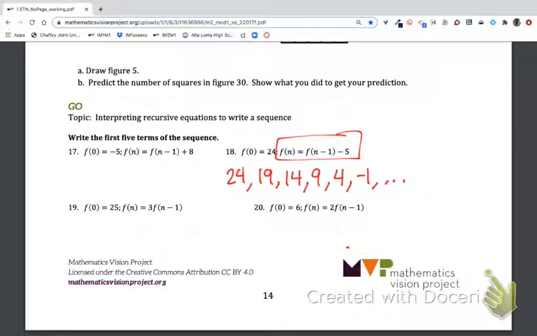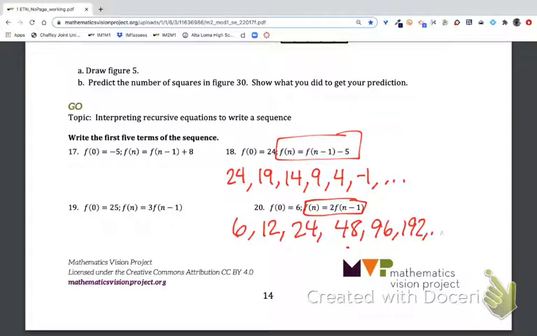For number 20, 0th term is 6. And then what this is saying is that to find the new term, take the previous term and multiply it by 2. So 6 times 2 is 12, times 2 is 24, times 2 is 48, times 2 is 96, times 2 is 192, and so on.